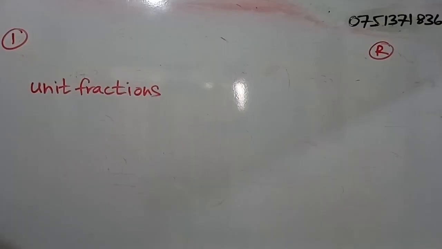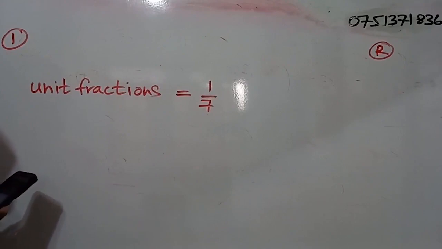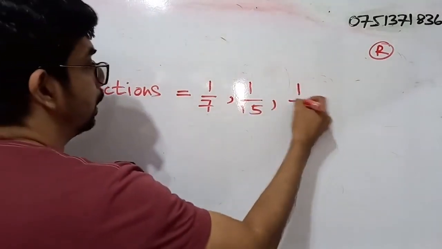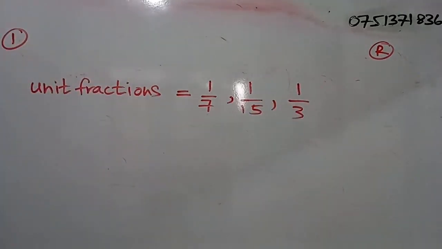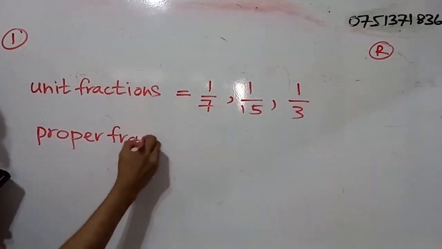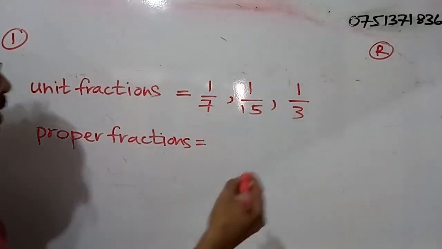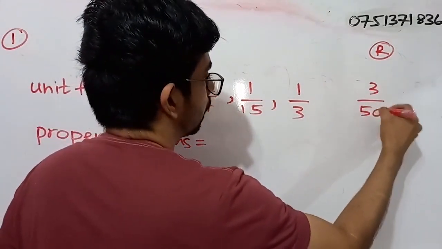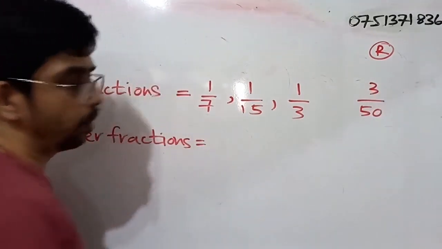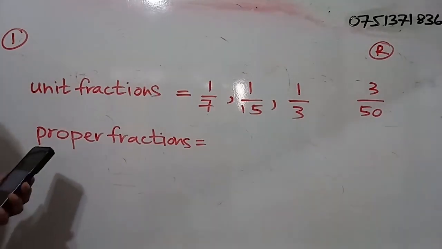Okay, what are those fractions? So we have 1 by 7. Then we have 1 by 15. Then we have 1 by 3. Right. Then proper fractions. What are proper fractions? Something like this. Let's take 3 by 50. So here, the numerator is smaller than the denominator. So those kinds of fractions are what? Proper fractions.